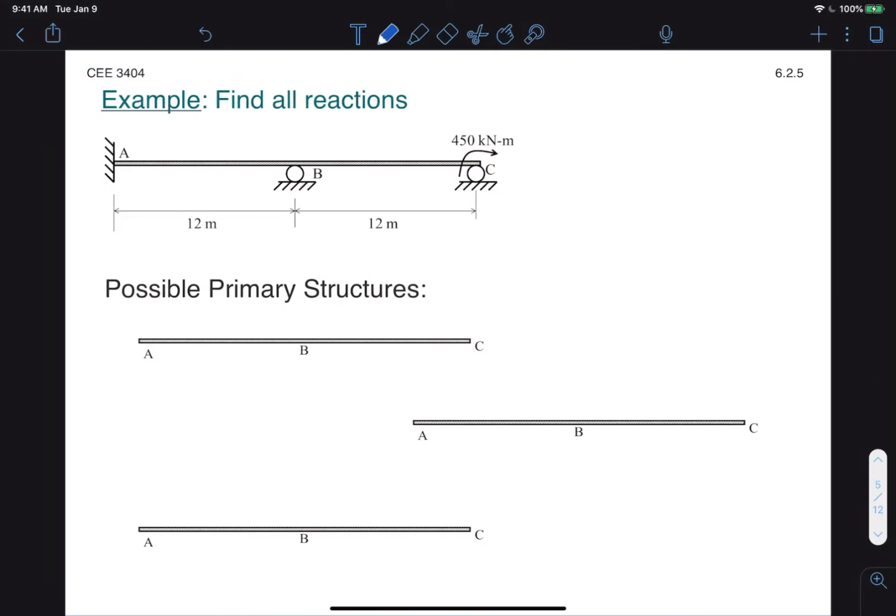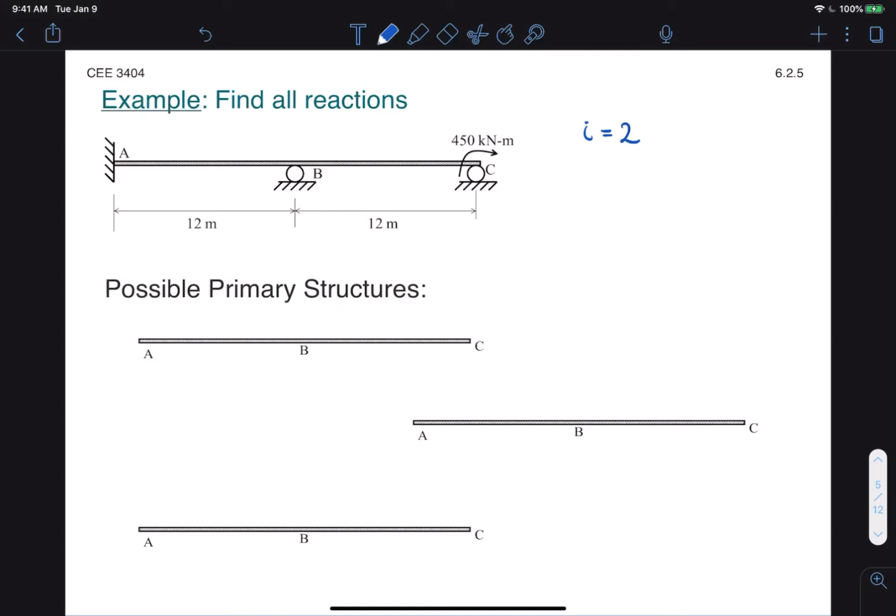So let's go through one example. All right, we have a left-hand cantilever beam here supported by 2 rollers. Again, 5 reactions, so our degree of indeterminacy is 2. And the only loading here is a moment of 450 kilonewton meters around point C.